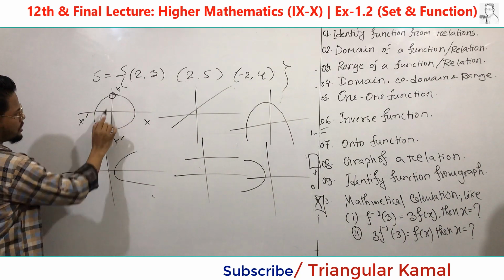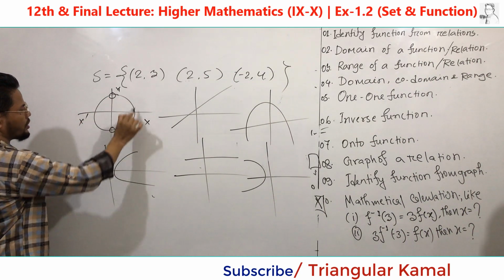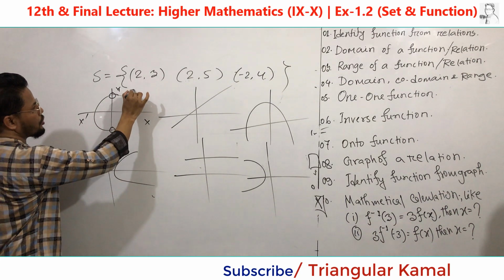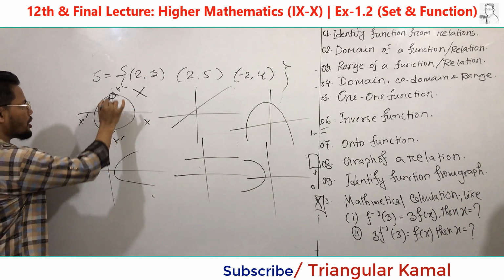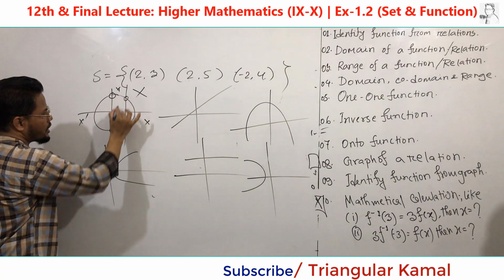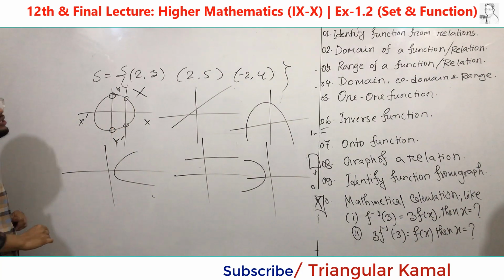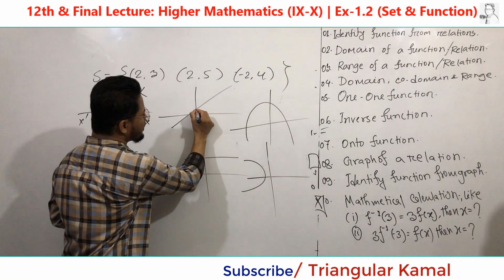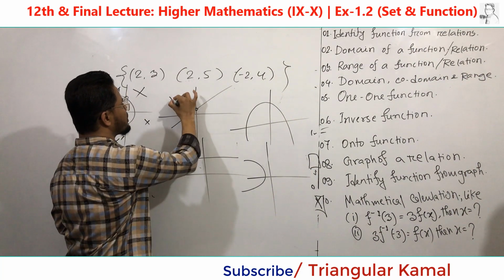And we see here 2 intersecting points of the graph and y-axis, so this one will not be a function. Or if you draw a parallel line of y-axis, you will get here 2 intersecting points. That's why this is not a function. How many intersecting points? 1. So this one is a function.